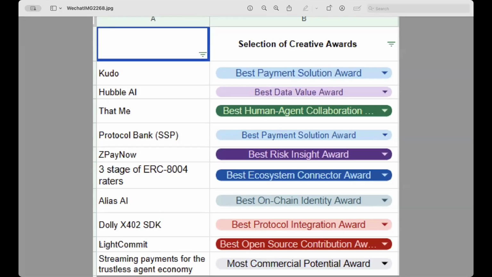Following that, the Light Commit. Congratulations, you guys take the Best Open Source Contribution Award. And the last one, Streaming Payments for the Trustless Agent Economy. Congratulations, you guys take the Most Commercial Potential Award. And thank you all so much for showcasing so many interesting and creative projects today, and congratulations to you guys. Cool. Thank you, guys.